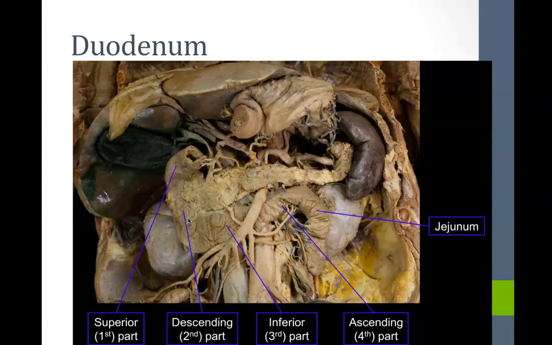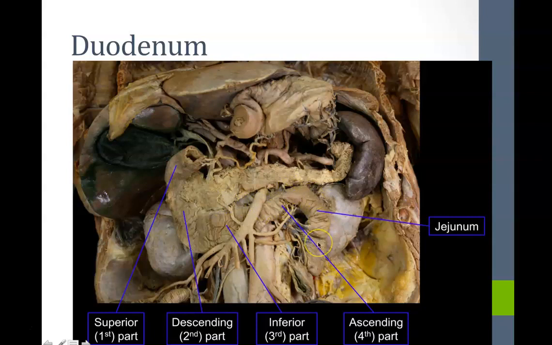So what does this look like in a cadaver? So here's my stomach over here, and this would be that pyloric sphincter that was cut, and here's the first part of the duodenum, or the superior part. We're moving down here. There's our descending part, the horizontal part, and then our ascending part, moving a little bit up. And of course, this would be the head of the pancreas here that the duodenum is cradling, and beyond this ascending part, this would be the jejunum.